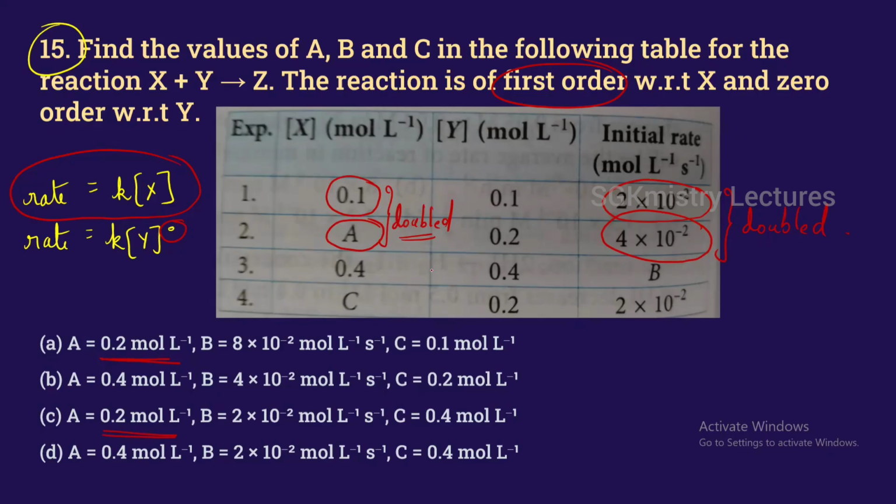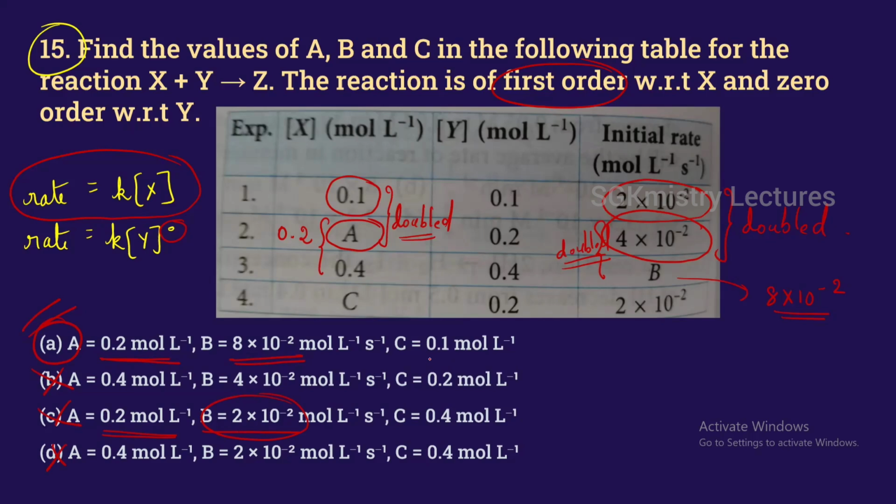Now let us look into the next. Okay. So here you see, if this is 0.2, now you look at second and third. Now you can see the concentration has been doubled from 0.2 to 0.4. Here also the rate has to be doubled because with respect to X, the rate is first order with respect to the concentration of X. So this has to be doubled. So this will be 8 into 10 to the power of minus 2. So look at the options. Here we have 8 into 10 to the power of minus 2. Here we have 2. So this is wrong, and this is wrong. So of course, option A should be the right answer.